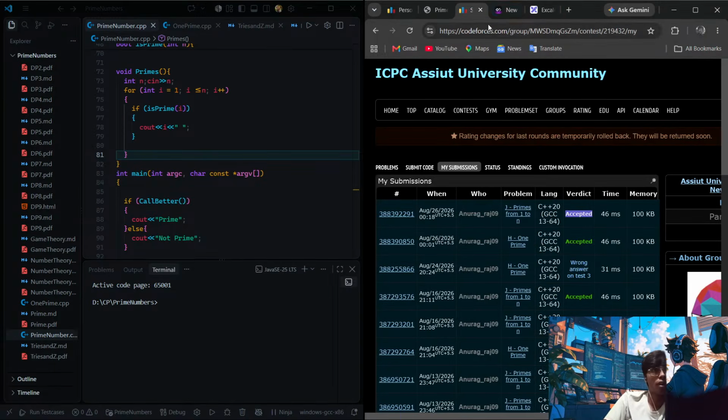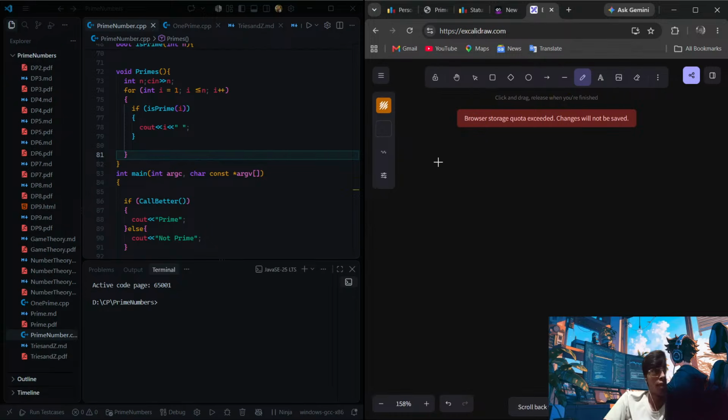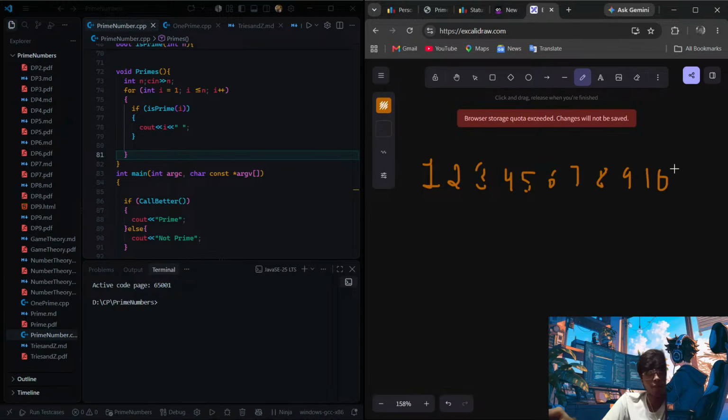What I know here is that I have to print all the prime numbers from 1 to 10, right? 1, 2, 3, 4, 5, 6, 7, 8, 9, and 10. One thing we know about a prime number is that it is only divisible by 1 or itself. And one thing I also know is that 1 is not a prime number.